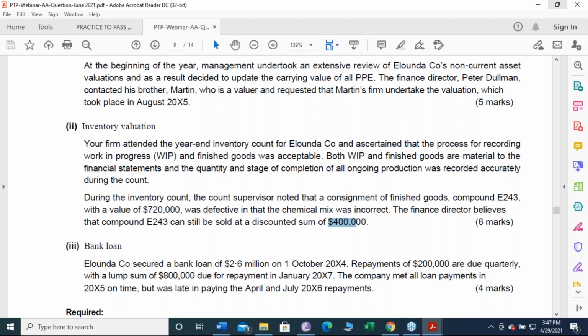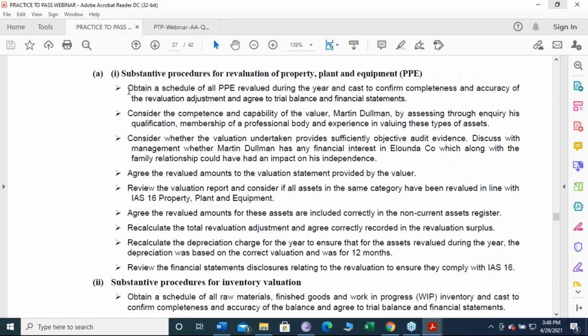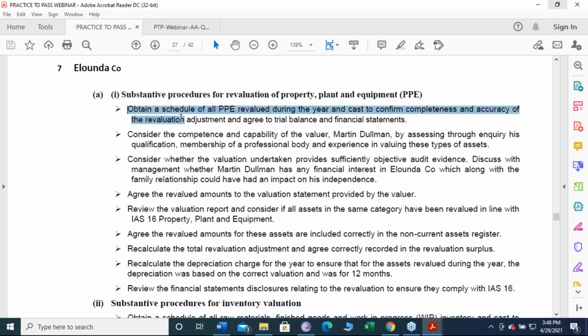For now, I have fully focused on the procedures regarding this defective thing, but you can have a procedure or two on this as well, such as obtain a schedule of all the raw materials, the finished goods, the work in progress, and cast them in order to ensure the completeness and accuracy, and verify it or match it with the trial balance and statement of financial position. Are you familiar with this procedure? Yes, you are familiar. Please, students, read this procedure.